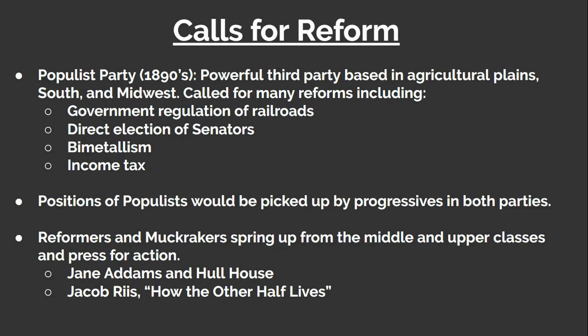In the late 1800s, influential social gospel and progressive reformers began to appear from the middle and upper classes and press for action. A couple of great examples of this are Jane Addams and the Hull House program intended to help poor immigrants, and Jacob Riis, who created a photographic presentation entitled How the Other Half Lives that showcases the terrible conditions of inner city slums. It was widely published, and Riis gave presentations and talks to the wealthy, pressing them for action.